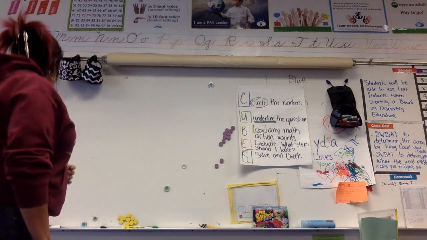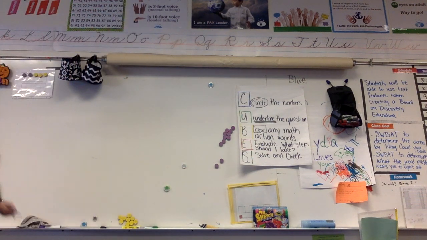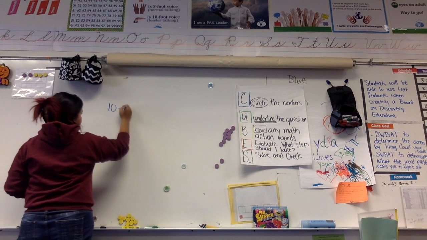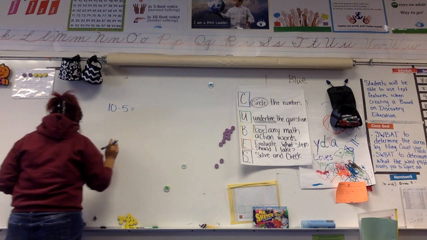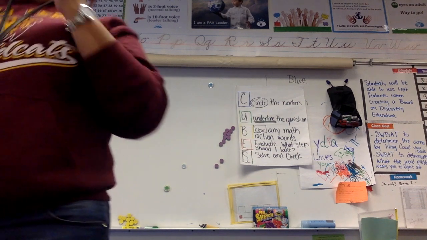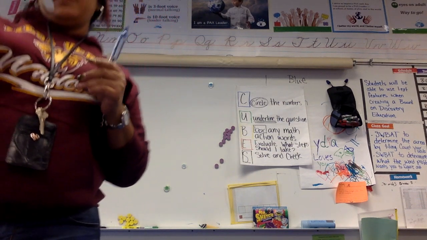Today we are doing lesson 19. So here we go. We're going to start with 10 minus 5. Now, how would I write this as an open number line?